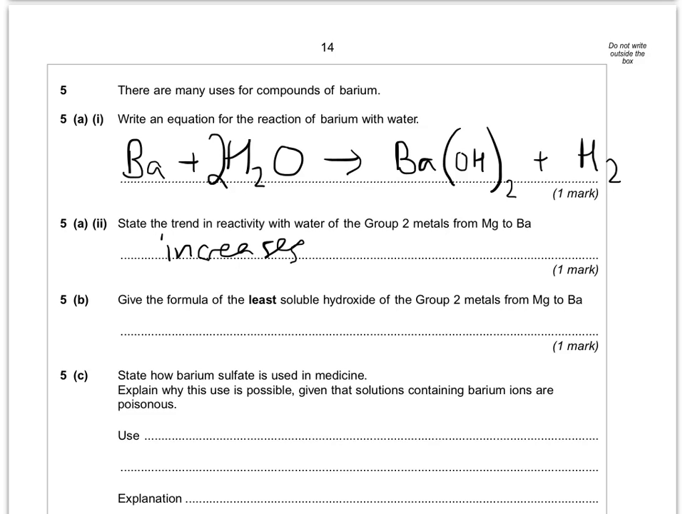And then give the formula of the least soluble hydroxide of the group 2 metals from Mg to Ba. Now, a lot of you realised that the metal that forms the least soluble hydroxide is magnesium, because the hydroxides increase in solubility down the group. But it asks for the formula of the hydroxide. You have to write Mg(OH)2.